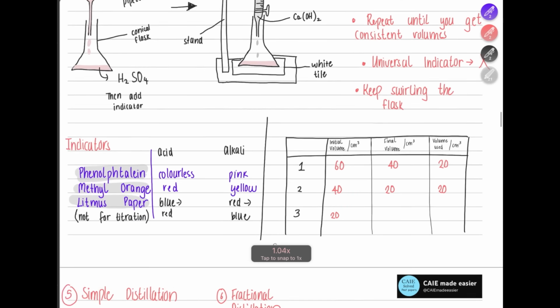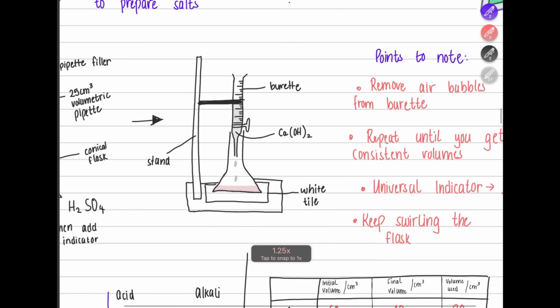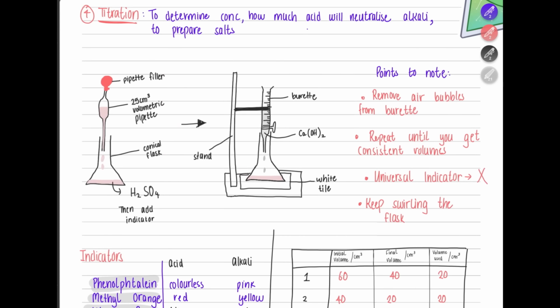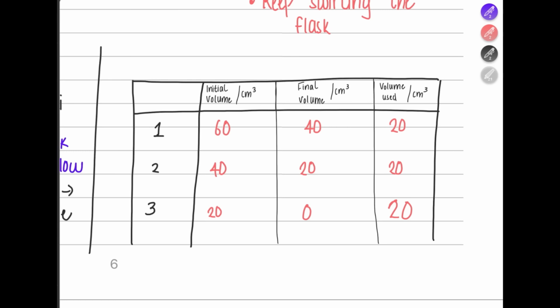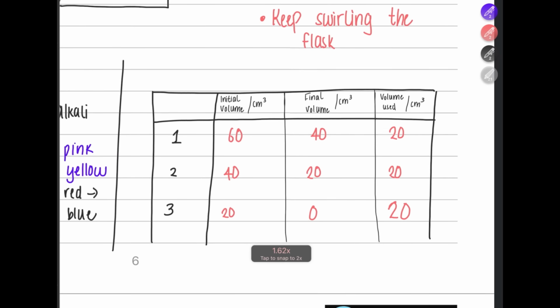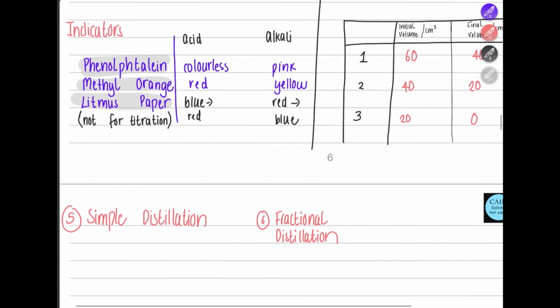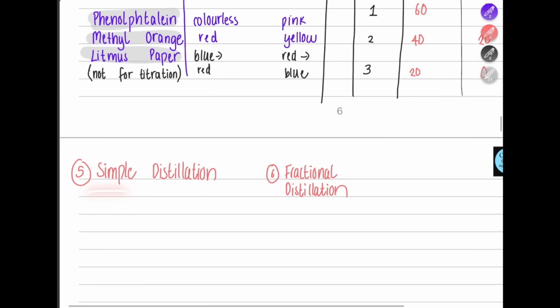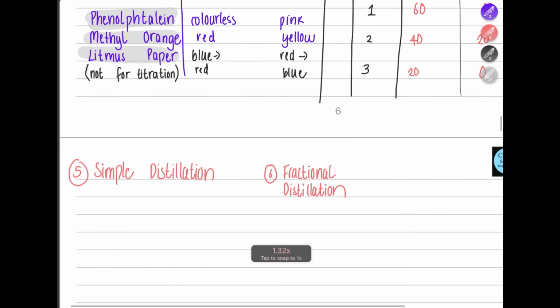But make sure after every experiment you change the conical flask with a fresh flask. Wash your conical flask, again add 25 centimeter cube of your acid, add indicator, and keep it there. But you can have the same burette. Now you can see we're getting consistent results, so we have some accurate results. Some other points that you can focus on are simple distillation and fractional distillation. Review the diagram and how it's carried out.